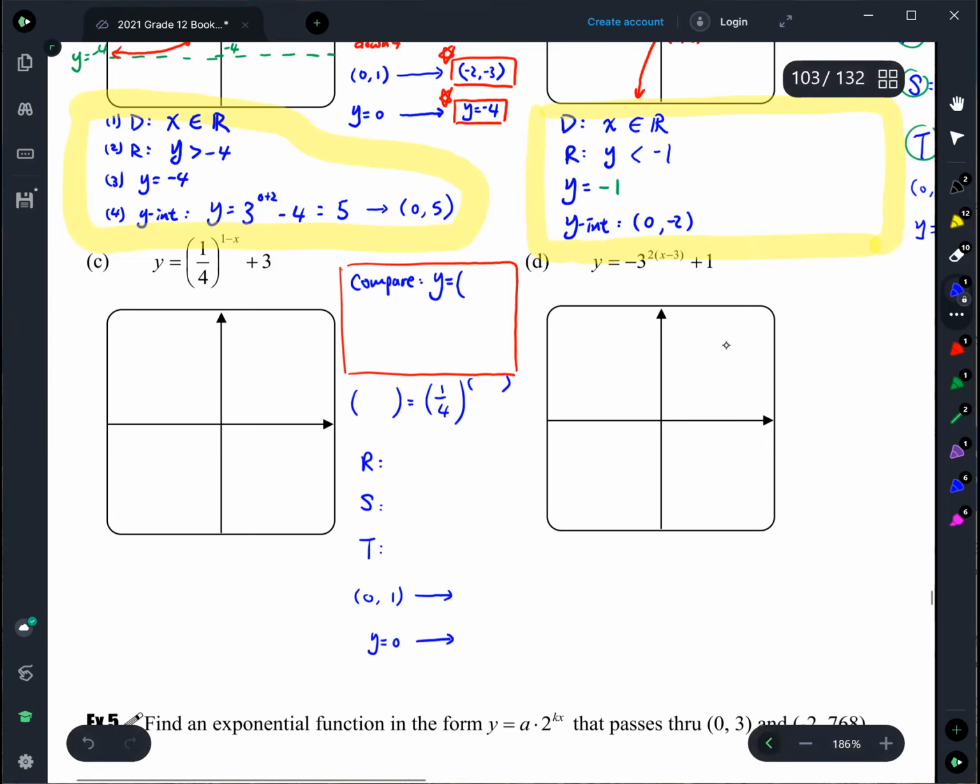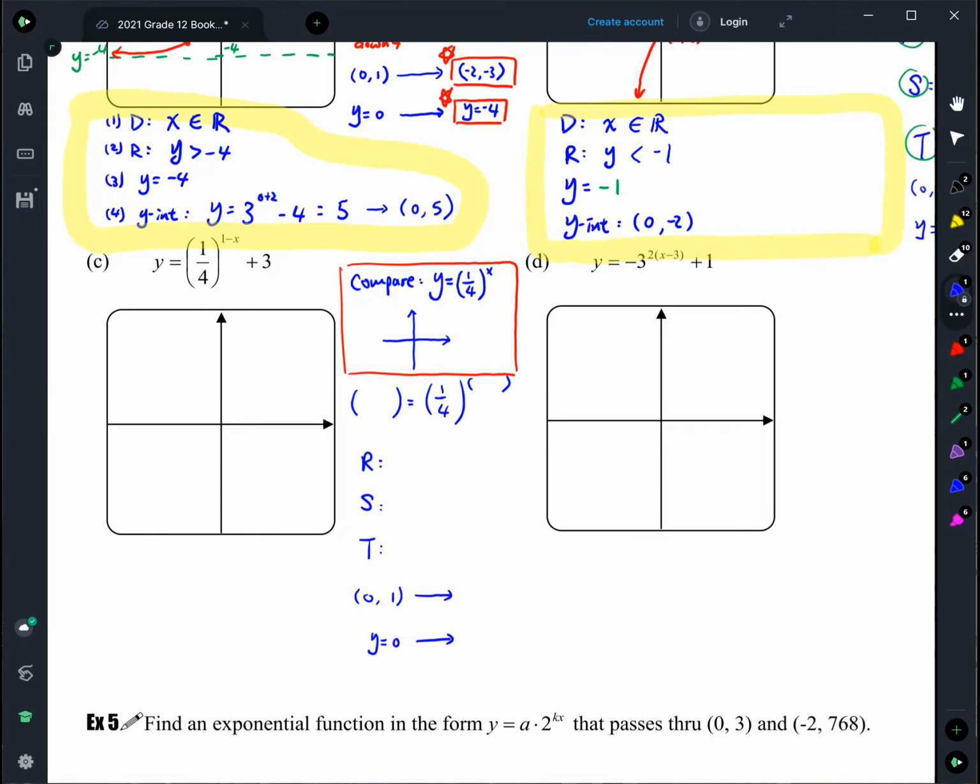This one we need to compare with the base of 1/4. Okay, we take away all the extra things, the +3, the 1 minus, right? Make it look simple. Okay, so we'll go over when you have all the RST. We'll make sure your stories are straight. So please raise your hand after you found your RST.